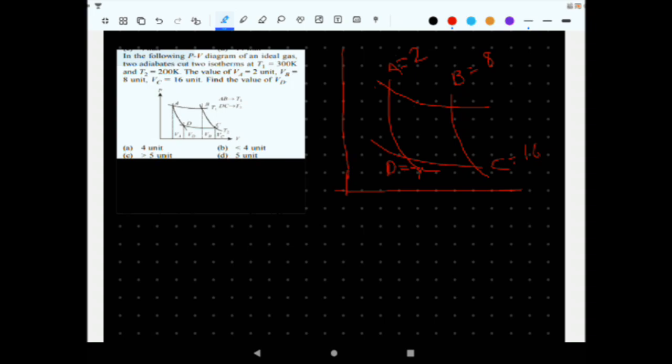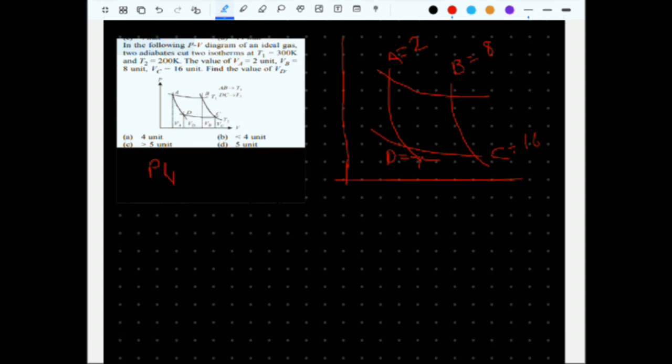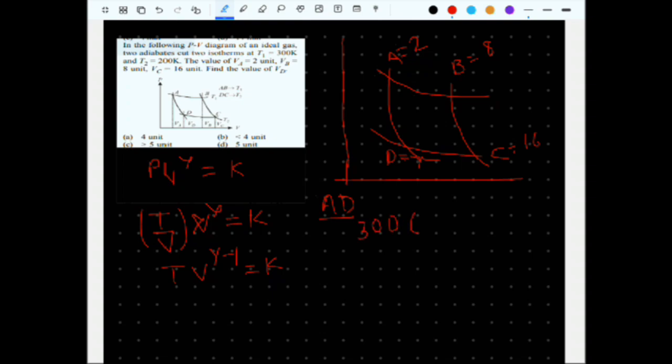So we can simply apply that PV to the power gamma is equal to constant. We can replace P with nRT upon V, so nRT upon V into V to the power gamma is equal to constant, which gives T V to the power gamma minus 1 is equal to constant. We can apply it for AD and BC. First we write it for AD. The temperature at A is 300 and volume is 2 to the power gamma minus 1. The temperature at D is 200 and volume is X to the power gamma minus 1. So from here, 3 times 2 to the power gamma minus 1 is equal to 2 times X to the power gamma minus 1.